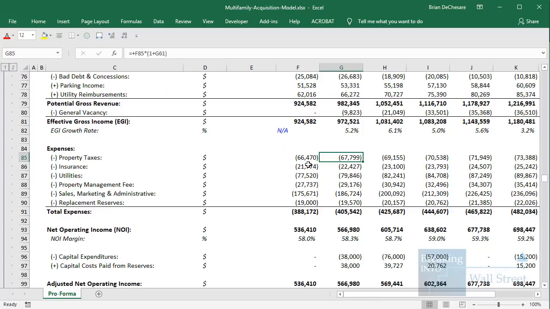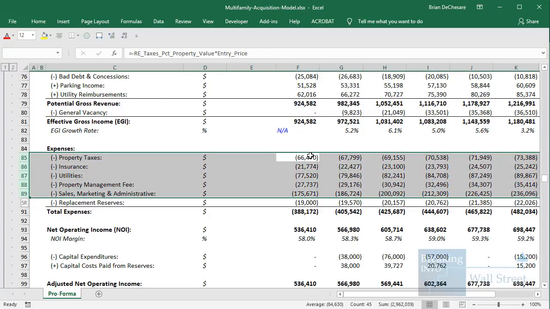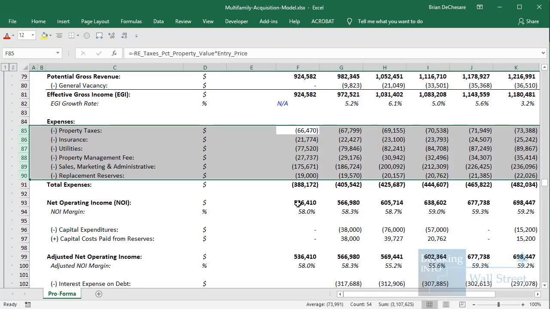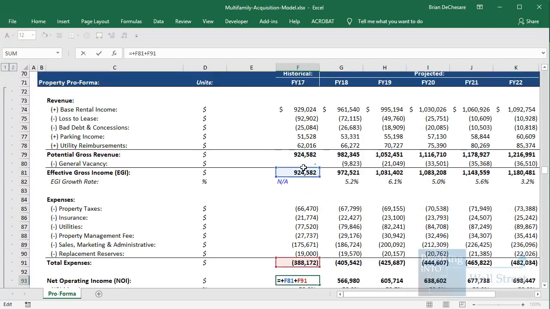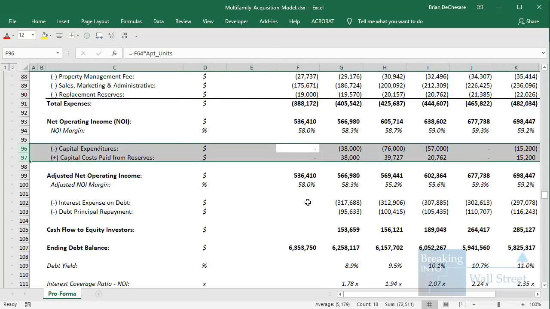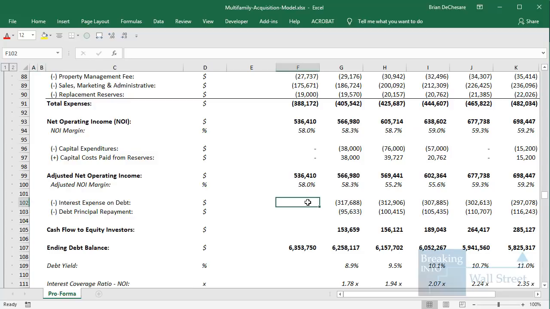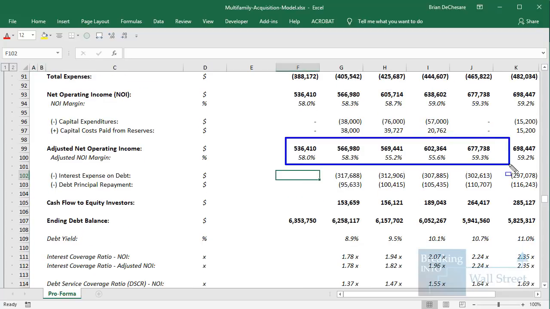Then we have our expenses: property taxes, insurance, utilities, management fees, sales and marketing, replacement reserves. That gets us to our net operating income. Then we have our capital expenditures, and we have our reserves to pay for capital expenditures if we have enough set aside to actually do that in the given year. That gets us to our adjusted net operating income.